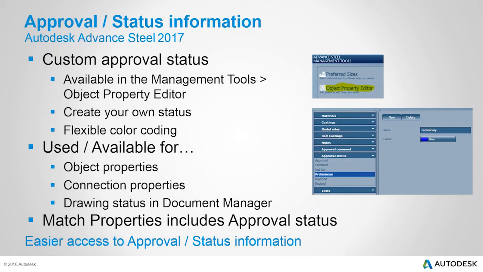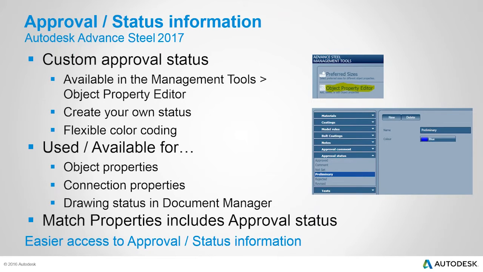And in case you didn't already notice, those statuses are available in a number of places. Every single object now in Advanced Steel, beams and plates and so on, all have an approval status on that fabrication data page. So you can call them up there. Every joint in the joint properties has an approval status at the bottom of the dialog box, so you can select them there. And the one that you're probably much more familiar with is a drawing in Document Manager.